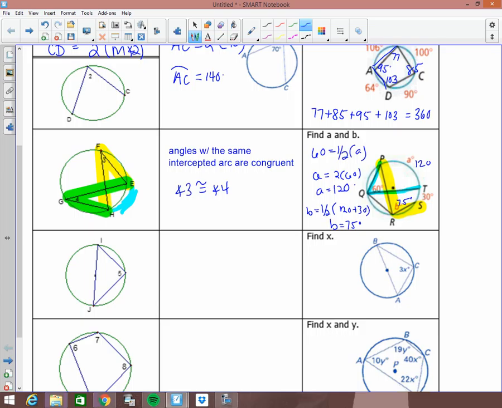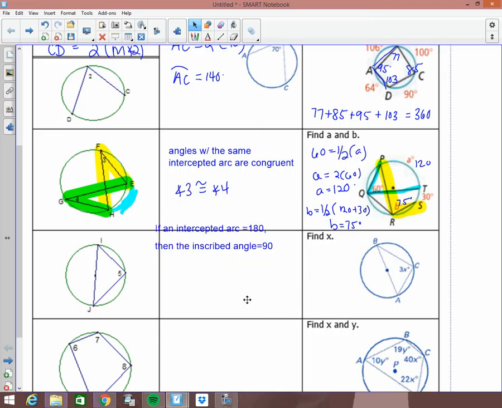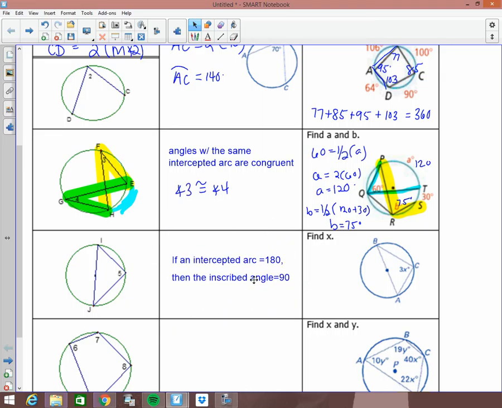The next corollary that we have for this theorem is that if an intercepted arc is 180, or a semicircle, then we know that the inscribed angle is 90. Okay, so if we look at this and we say the intercepted arc here is a semicircle, or its measure is 180, then if 5 equals 1/2 of 180, then 5 has got to be 90 degrees. So therefore the measure of angle 5 is 90 degrees.